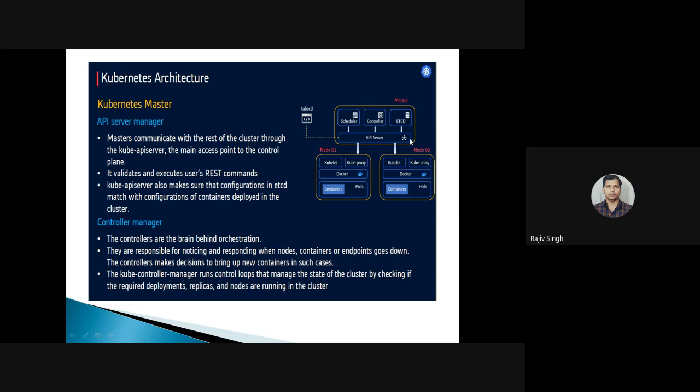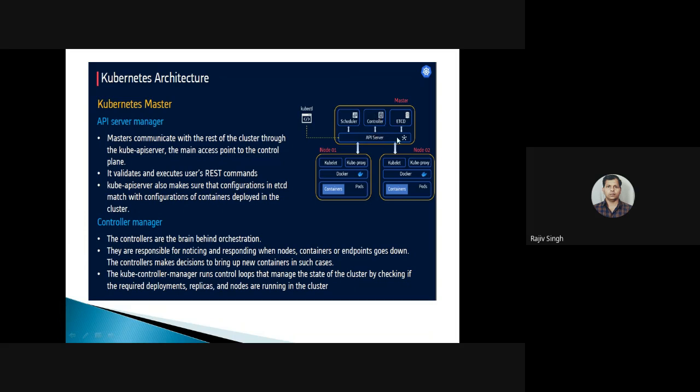So the API server handles the interaction between the master and the worker, and inside the master node, all the components will not communicate with each other directly. Here you can see in the picture, all the components are connected with the API server.